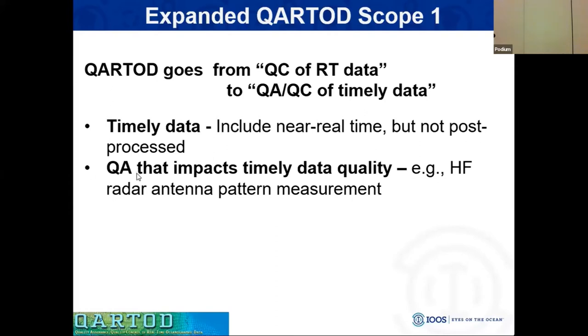As an example of an expanded Quartet topic, the QA of HF radar surface current mapping antenna patterns. Each installation has an antenna that has an associated antenna pattern. You can use the idealized pattern, or you can measure the actual pattern and improve the quality of the surface current measurements. But there's many ways to measure these antenna patterns, and the resulting patterns are not uniformly applied. So this is an example where a community is ready for a standard to be developed.